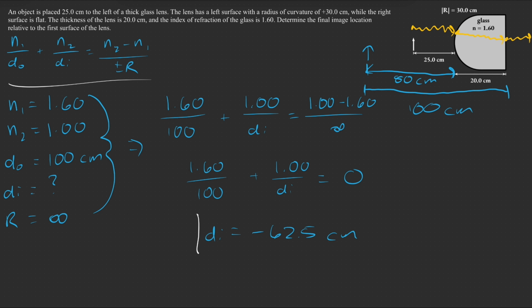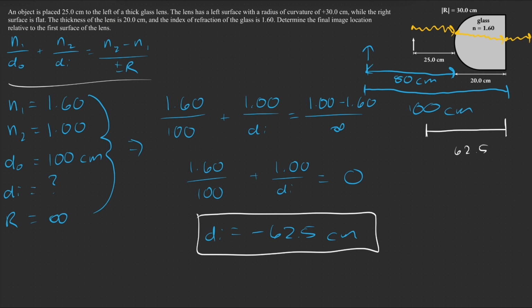So, the image caused by the flat refracting surface appears 62.5 centimeters on the same side the light started as. In this case, the light started on the left side of the surface, so that means our image now appeared 62.5 centimeters to the left of the flat surface. Now, if the question asked, where's the final image location relative to the flat surface, that would be the answer. It'd be 62.5 centimeters to the left of the flat surface.